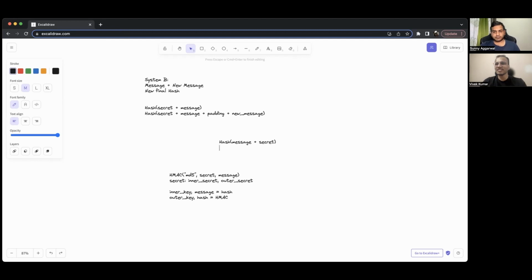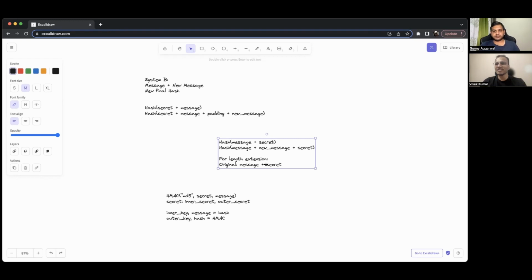The reason for that is when you generate a new message, system B will check it, and it won't generate the right hash. Because in a length extension attack, like we discussed, you can only append to the original message. The original message in this case was message plus secret, so you can only append at the end of it. That means the secret will now become part of the message which you are sending to B. For length extension to work, your original system has to be secret plus message.